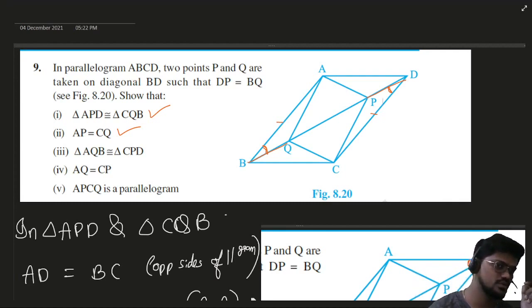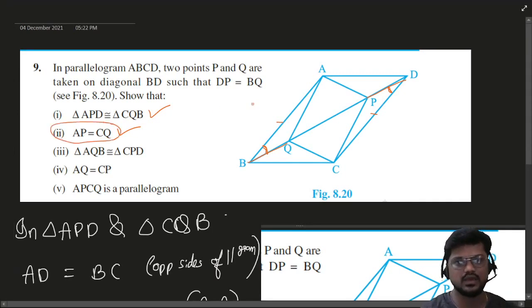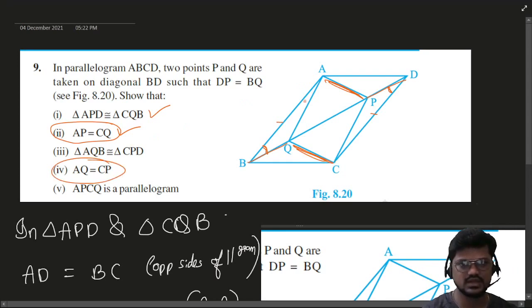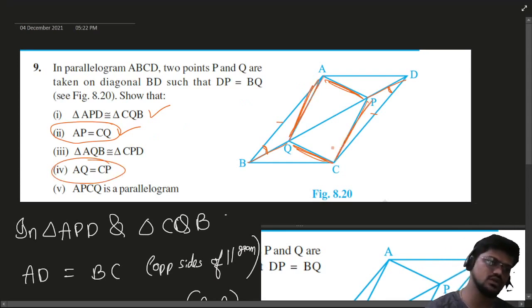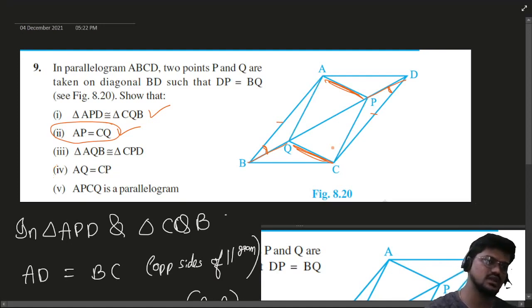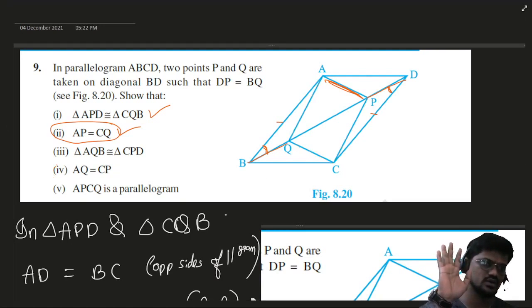What is the requirement to be a parallelogram? Opposite sides need to be equal. See, in this condition, AP equals CQ, this side is equal to this side. And in the next one, AQ equals CP, this side is equal to this side. So we have proved only the opposite sides are equal, no? So can we say that it is a parallelogram? Yes, sir.